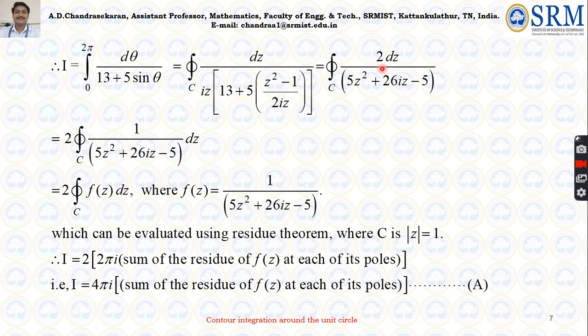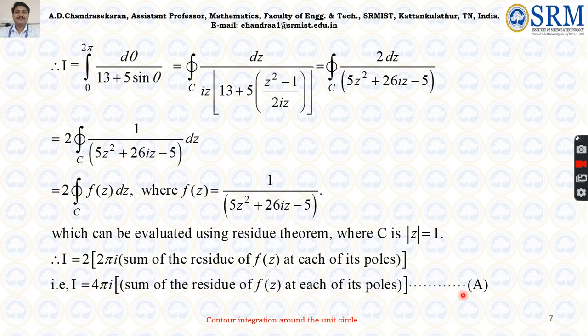Clear? Now 2 is a constant term, so 2 times the contour integration of 1 by (5z squared plus 26iz minus 5) into dz. There is no theta term, we have converted everything into z. So now I consider this my f of z, which can be evaluated using the residue theorem, where C is the unit circle, mod z equals 1. So now I equals 2 times, by using Cauchy's residue theorem, 2 pi i into the sum of the residues of f of z at each of its poles. So I becomes 4 pi i into the sum of the residues. This is my equation number A.